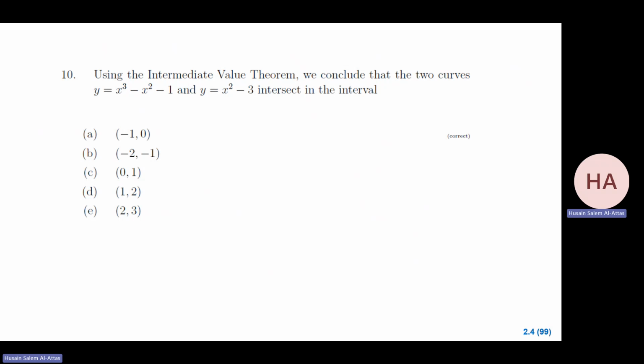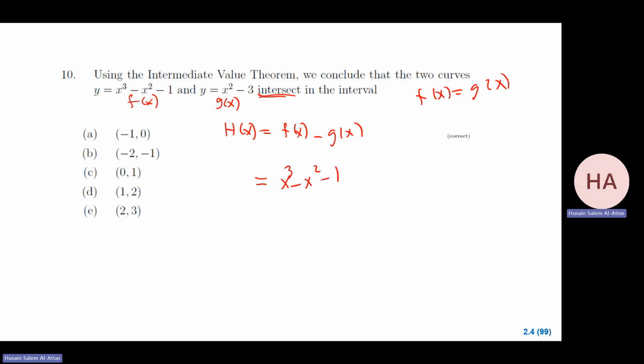You should conclude that the two curves intersect. So I have, this is f, this is g. I need h of x, which is f minus g, because I need when f equals g. So I take 1 to the other side. That will be what? x cubed minus x squared minus 1 minus x squared plus 3. So it will be x cubed minus 2x squared plus 2. That will be h of x.